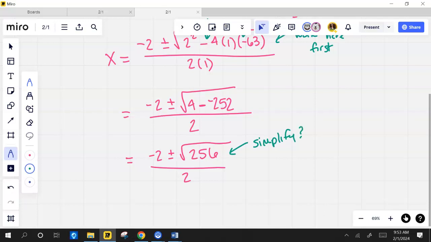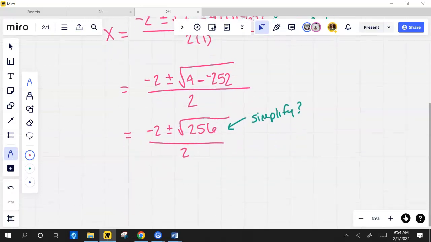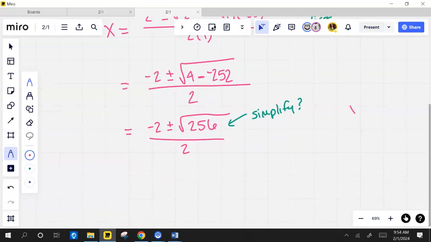Can I simplify the square root of 256? What can you divide it by? 16 and what? I'm going to come over here and do it to the side so you see what's going on. Oh, it's a perfect square? There you go. Okay. That's perfect then.